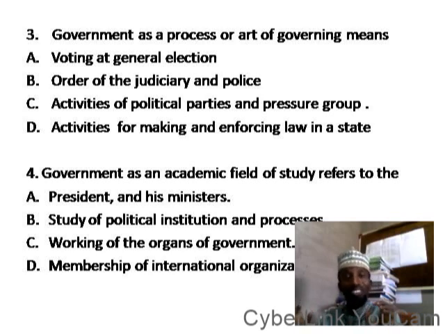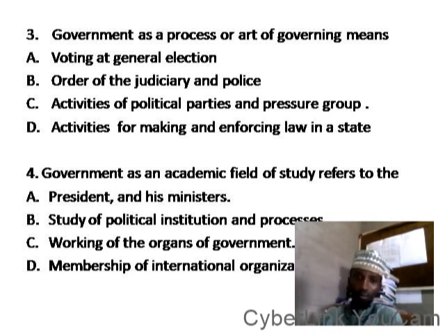Option D, no dispute on it, is the correct answer. That is activities for making and enforcing law in a state. That is the meaning of government as a process or art of governing.